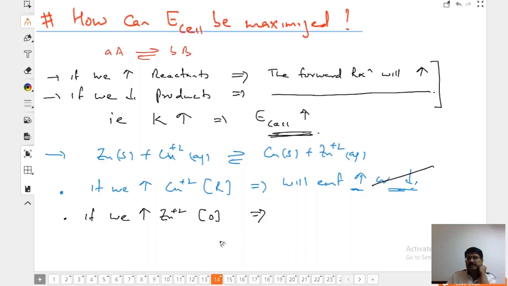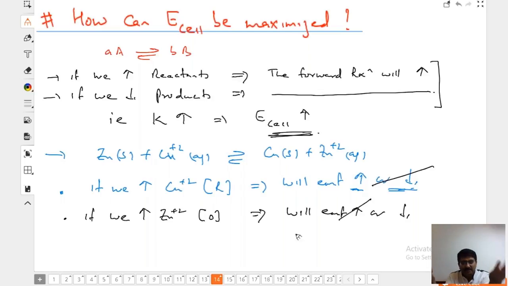Oxidized increases. Then, Pradeep, simple. Everything which takes direction to the forward direction will increase. Will EMF increase or decrease? Think before you answer. Yes, it will decrease. Simple thing. Just remember this thing: anything which pushes the reaction in the forward direction will increase the voltage.